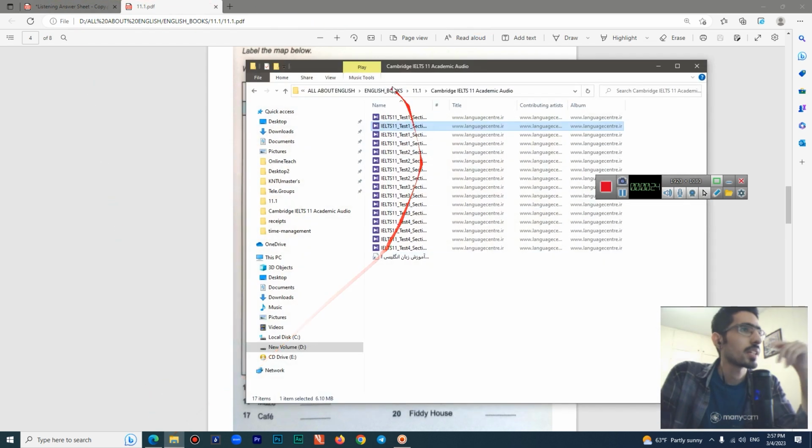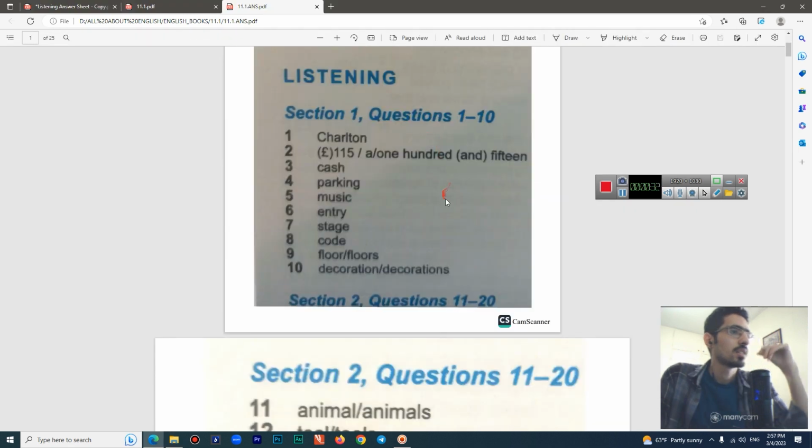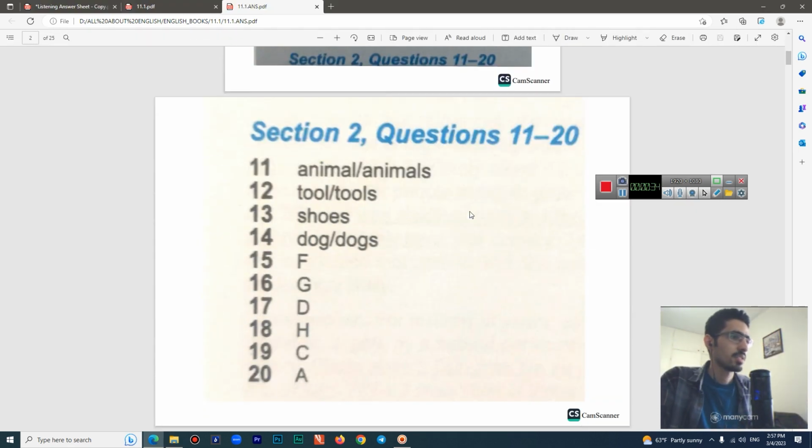I want to check the answers to see how many answers I got right, and then we will analyze this test. Okay, section 2. Animal or animals. Okay, I wrote animals. It's okay. Tool or tools. Okay, I wrote tools. Shoes, yes. Dog or dogs. Okay, I wrote dogs.